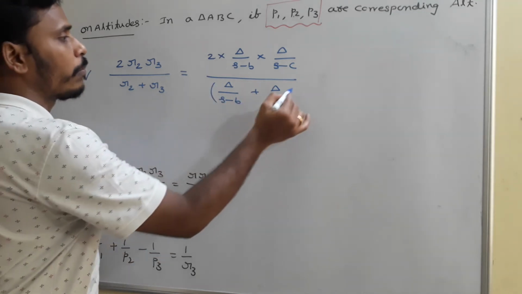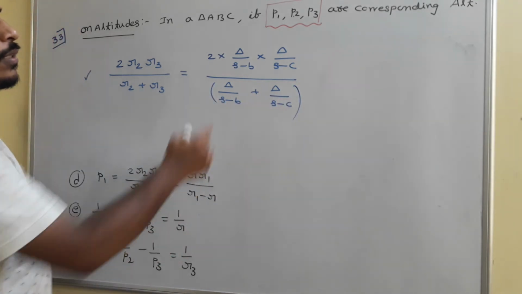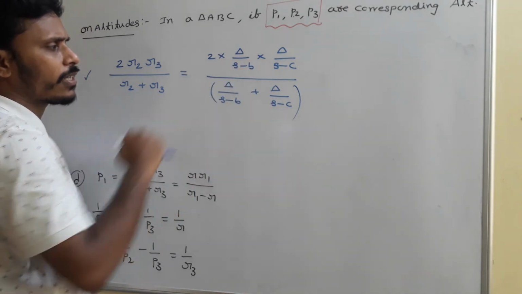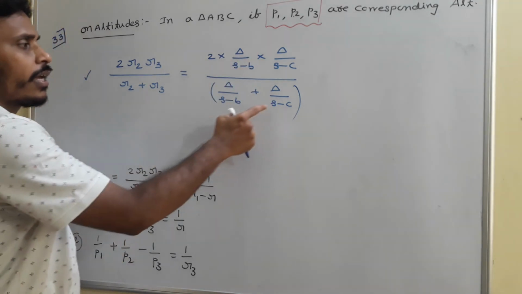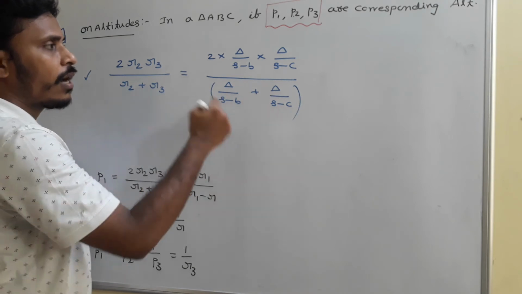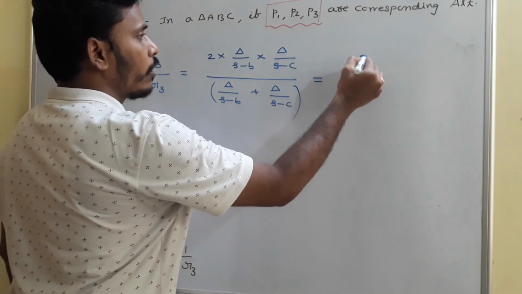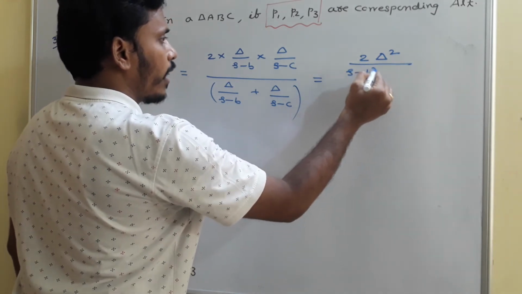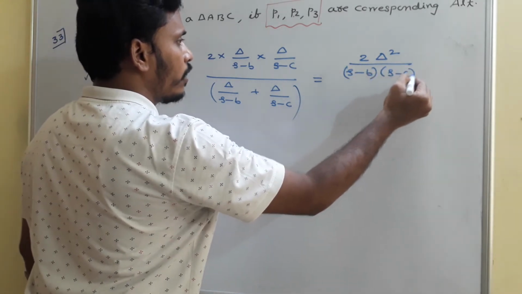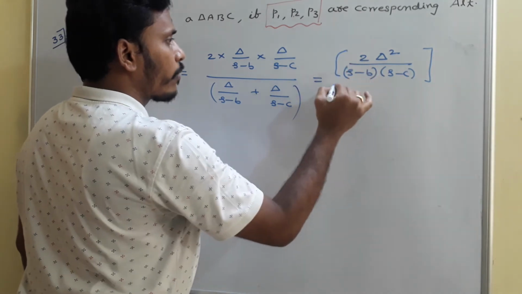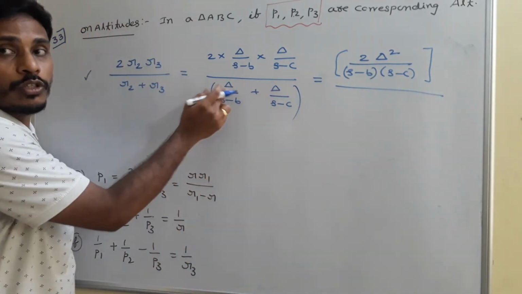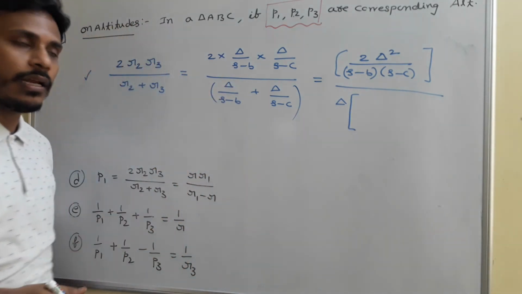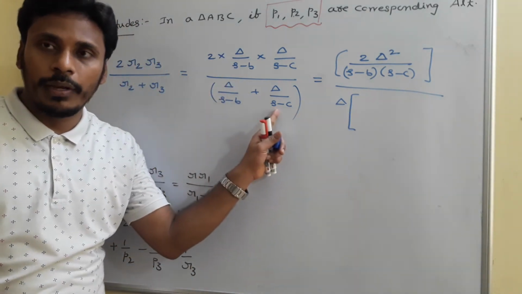Okay, and we need to simplify it. In the numerator, delta into delta is delta square. See, delta square by S minus B into S minus C. Here in the denominator you just common out delta and take LCM. Here it is equals to 2 delta square divided by S minus B into S minus C is the numerator part, whereas in the denominator you just common out delta times, here in the bracket, 1 by S minus B plus 1 by S minus C.